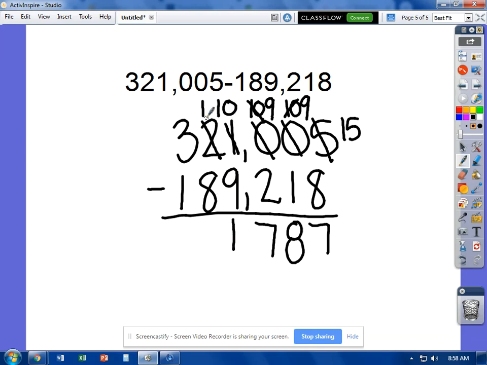I come over here to move on to my next place value. I cannot do 1 minus 8, so I borrow from the 3. It becomes a 2. I put a 1 in front of the 1 that's already there to make 11. 11 minus 8 is 3. 2 minus 1 is 1. So my final answer would be 131,787.